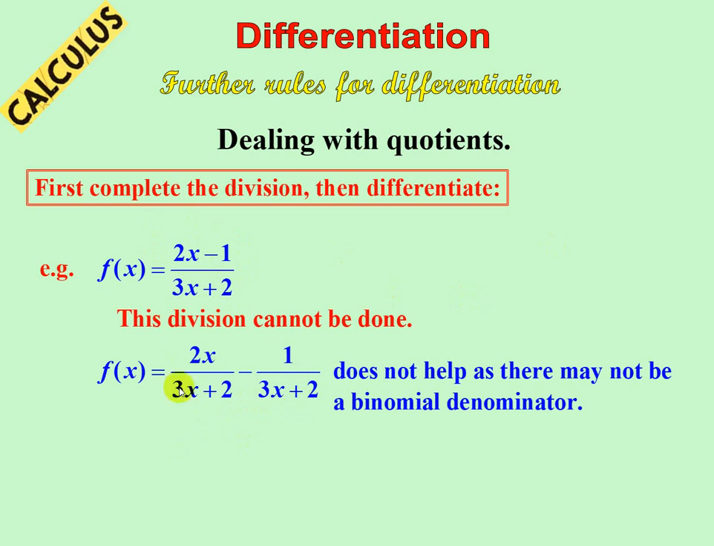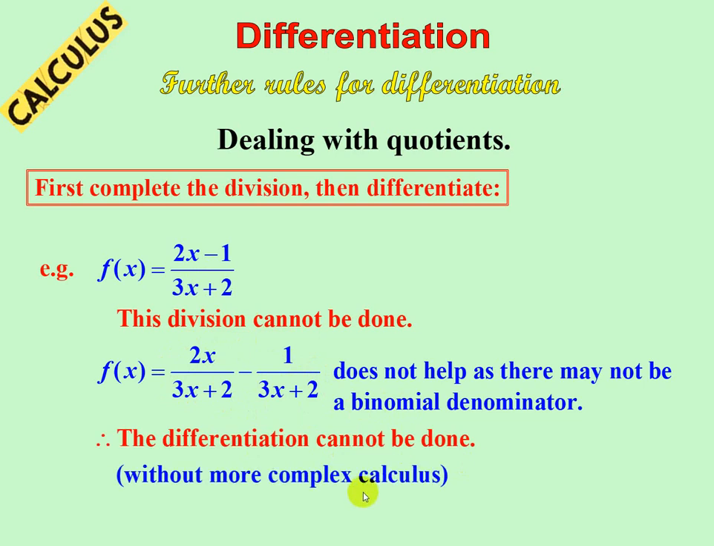You see, I've written it as partial fractions now. I'm sure you remember partial fractions, and that is correct. That does become that. But it doesn't help, because we still have a binomial denominator which cannot divide into the top. We cannot differentiate the denominator separately. So it cannot be done, but we will be doing it in a couple of weeks' time when we have more complex calculus to be able to do this sort of quotient.